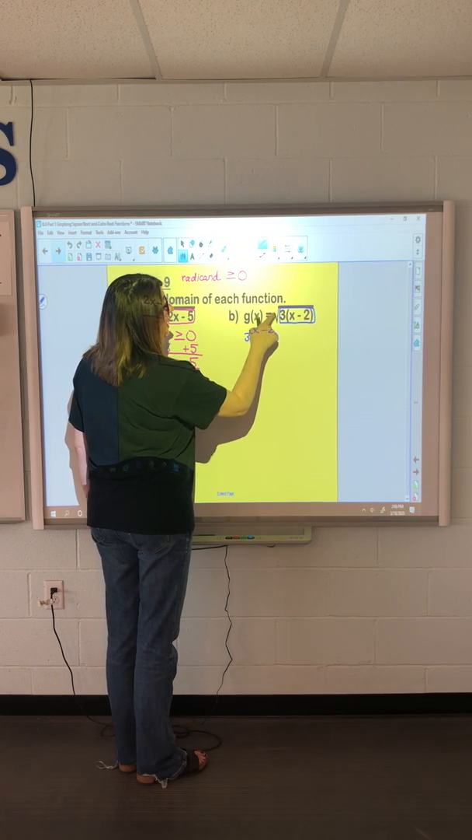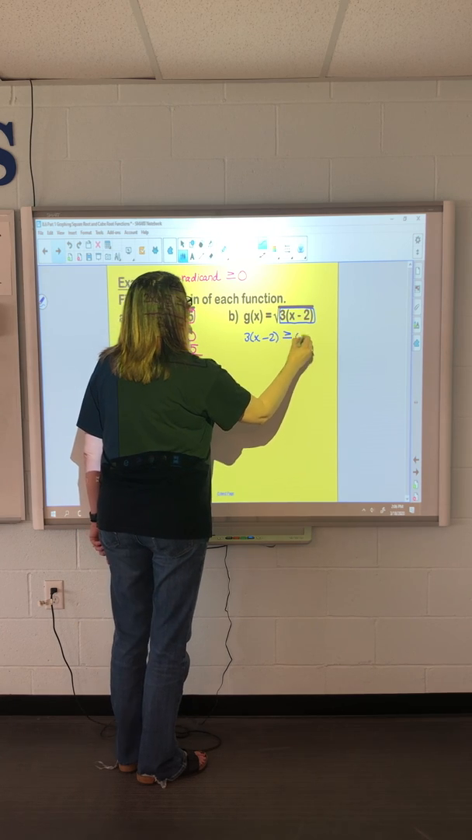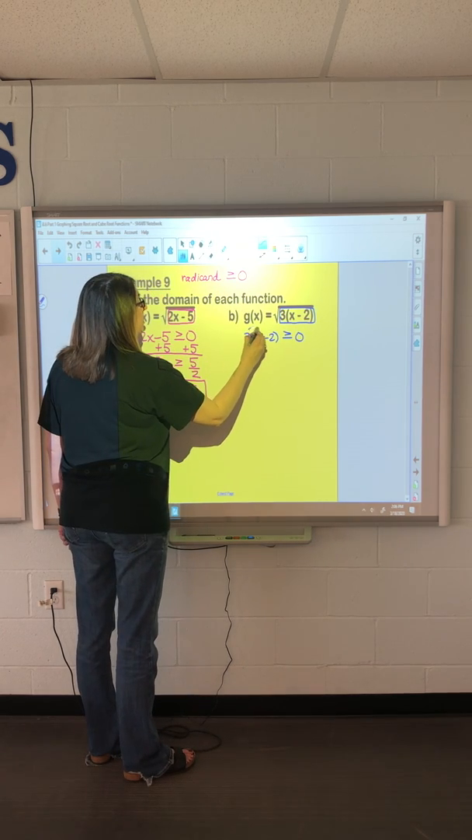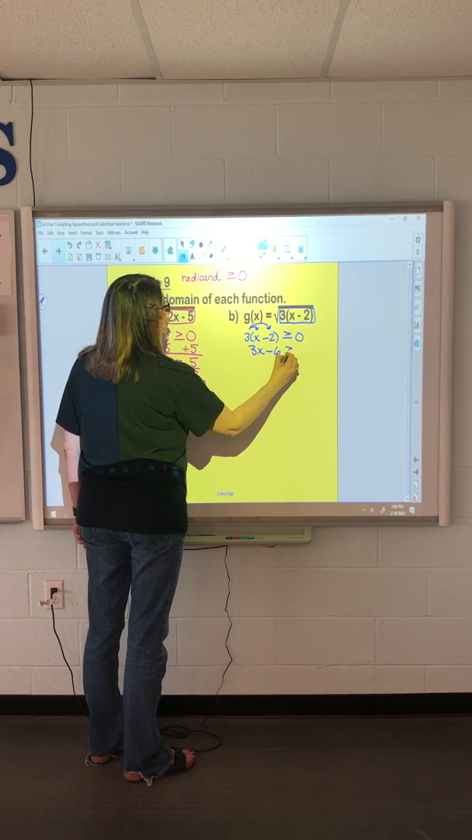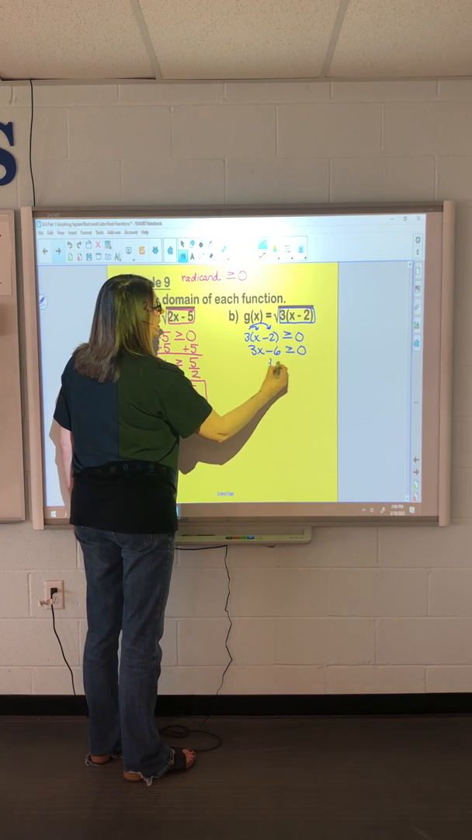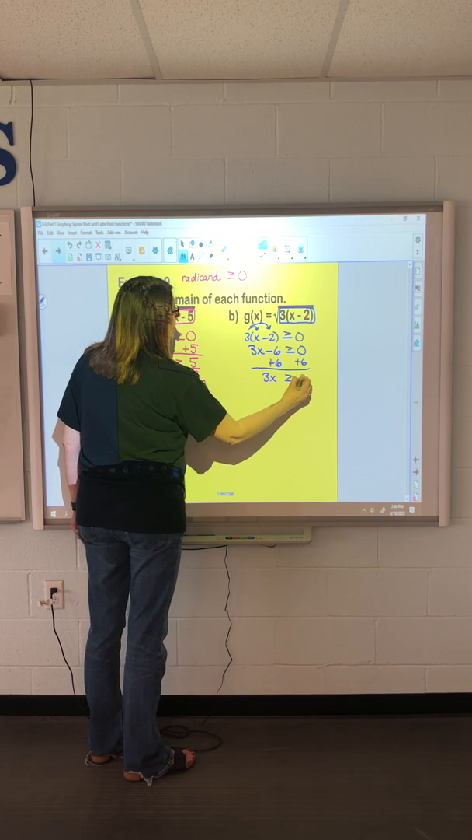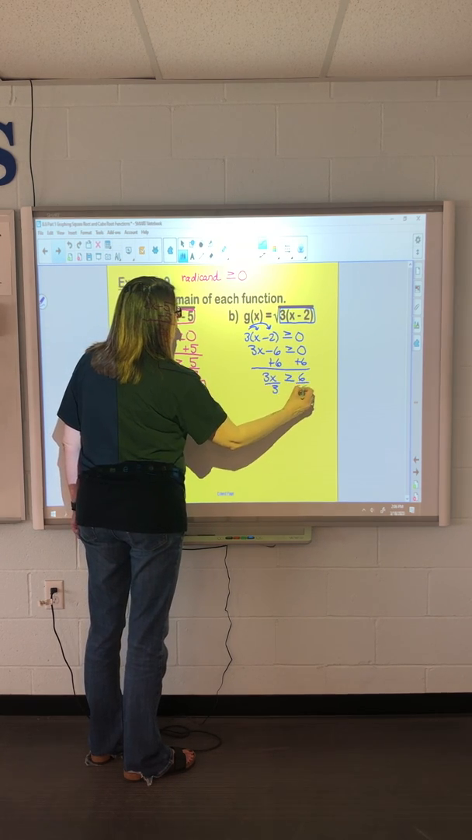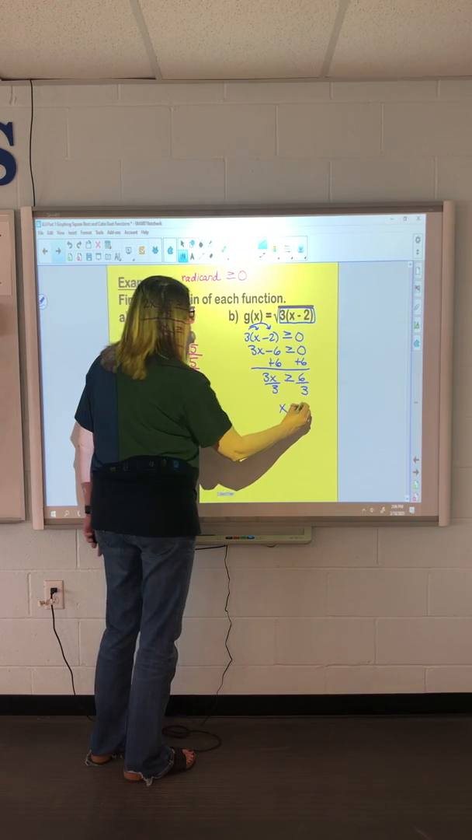Again, our index is 2. That's even, so we're going to say that this has to be greater than or equal to 0. Well, if you want, you can do the distributive property. So we have 3x minus 6 is greater than or equal to 0. I'm going to move the 6 over using addition. And then I'm going to move the 3 over by dividing. And I would say that this domain is x is greater than or equal to 2.